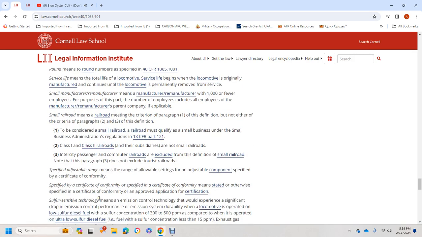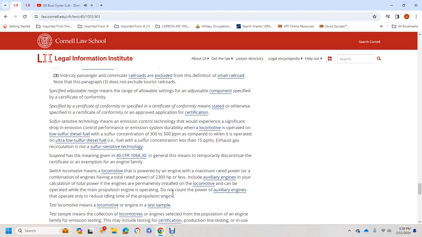1. To be considered a small railroad, it must qualify as a small business under the Small Business Administration regulations in Title 13 CFR 121. 2. Class 1 and Class 2 railroads and any subsidiaries are not small railroads. 3. Intercity passenger and commuter railroads are excluded from the definition of small railroad. Not subject to paragraph 3, it does not exclude tourist railroads. Specified adjustable range means the range of allowable settings for adjustable components as specified in the certificate of conformity, unless otherwise specified in the approved application for certification.